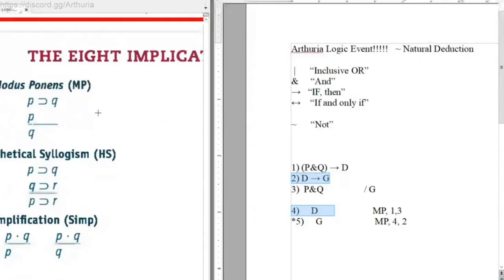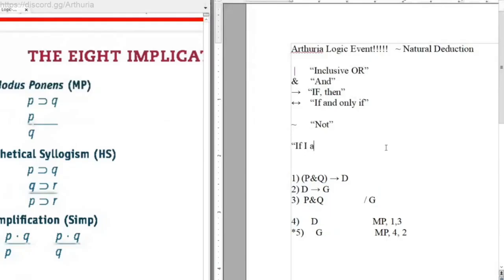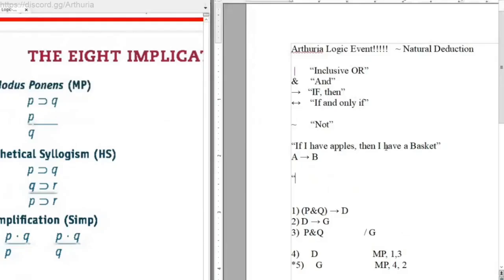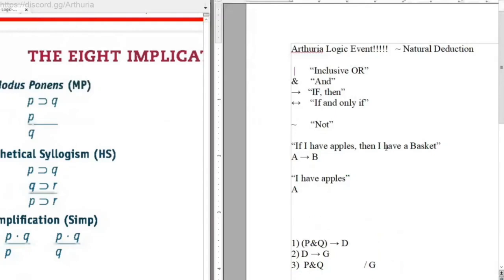What is the purpose or point of modus ponens? The point of modus ponens is saying that, let's take a simple example, if I have apples, then I have a basket. This is my favorite rule. We translate this as if A, then B. I then tell you I have apples, which is A. And so then therefore we can conclude through modus ponens that I have a basket.